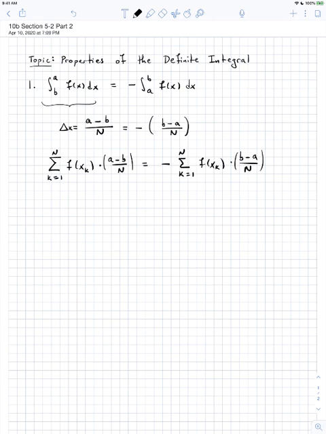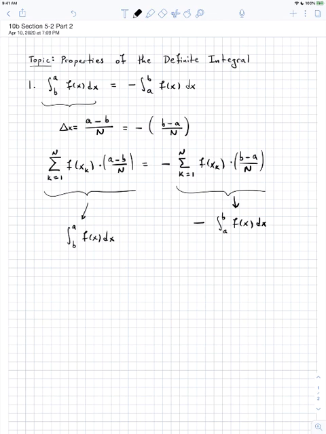So the one on the left, as you take the limit as n goes to infinity, this will go to the definite integral from b to a of f of x dx. And the one on the right will go to minus the integral from a to b f of x dx, which is the property we started with.